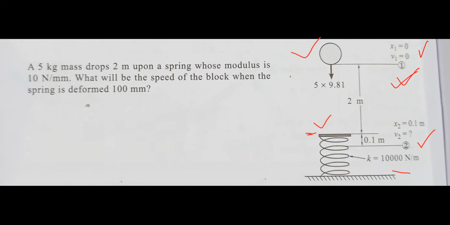So we will again be using the work energy principle, and we can find out what would be the velocity v2 when that particular ball falls over this spring system. Okay, so now we will use that particular equation.